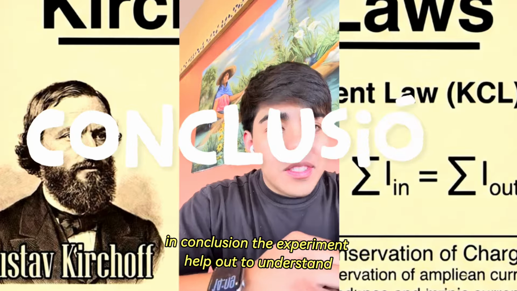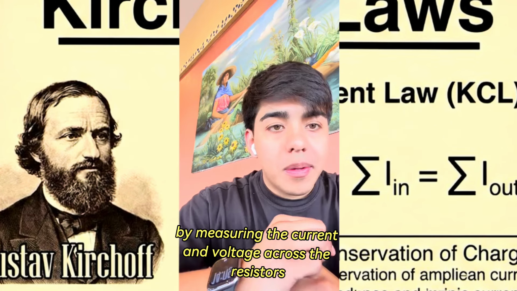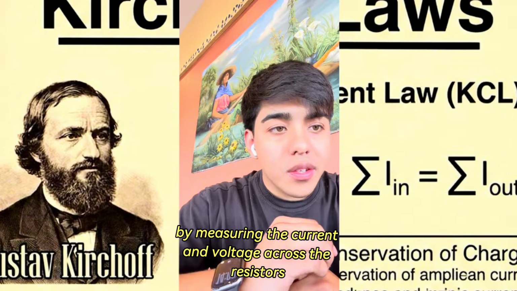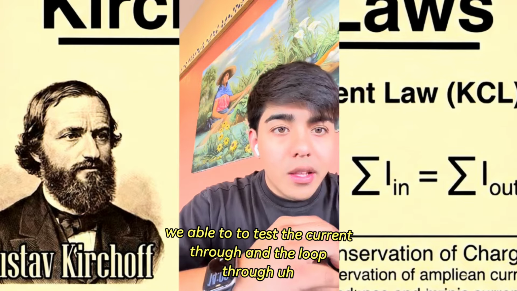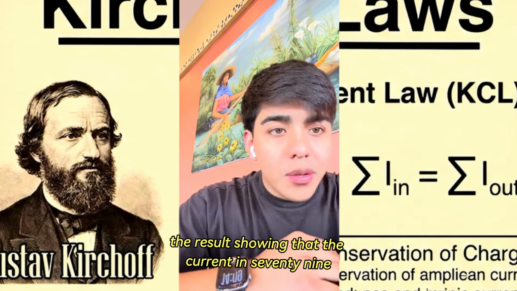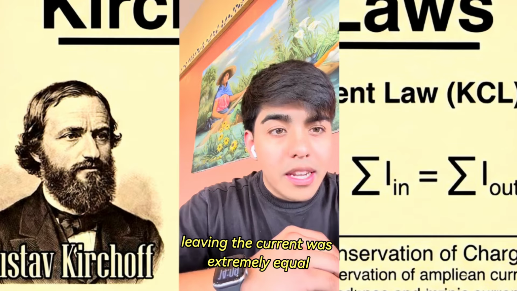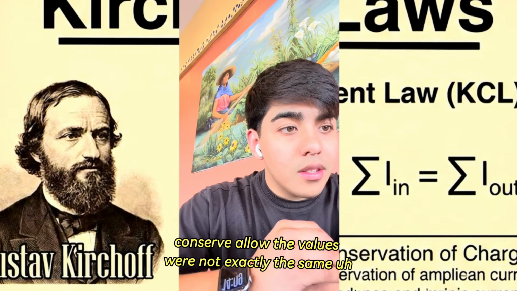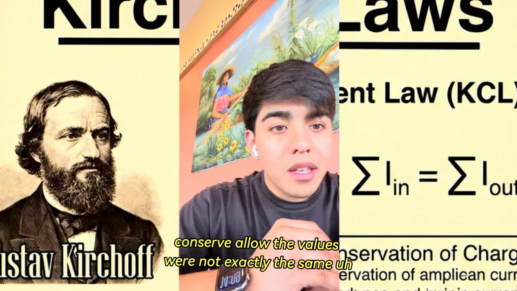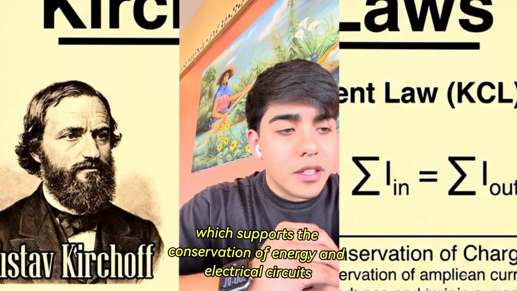In conclusion, the experiment was about verifying Kirchhoff's rules in electrical circuits by measuring the current and voltage across the resistors. We are able to test the junction rule and the loop rule. The results show that the sum of the current entering and leaving the junction was extremely equal, and the total voltage in the loops was also conserved, although the values were not exactly the same. They were very close, which supports the conservation of energy in electrical circuits.